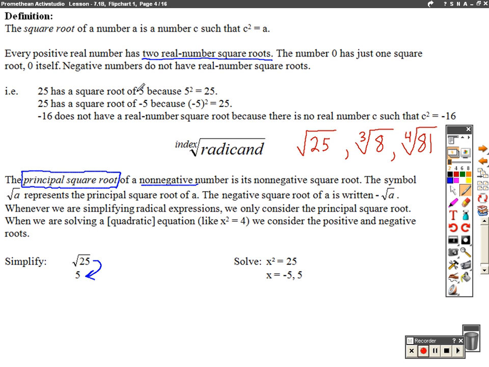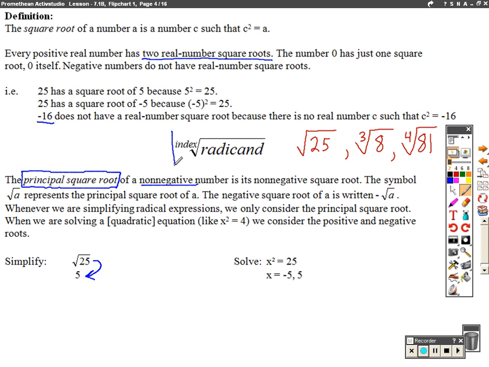Negative numbers do not have real number square roots because you can't multiply something by itself to give you a negative number. So negative 16, for instance, does not have a square root because there's no number C such that C squared gives you negative 16. There is an imaginary number, and we'll get to that later in the chapter, that does allow you to take the square root of a negative, but for now you can't do that.